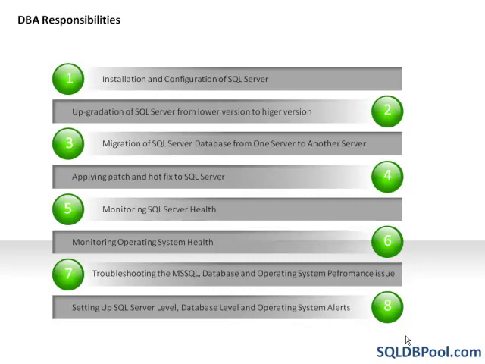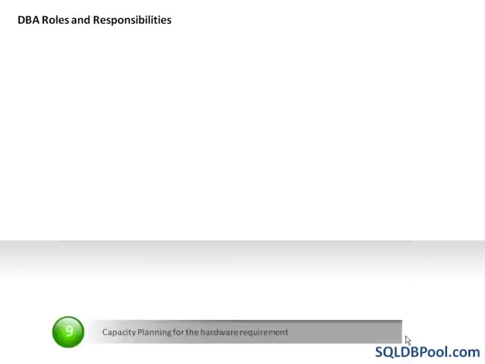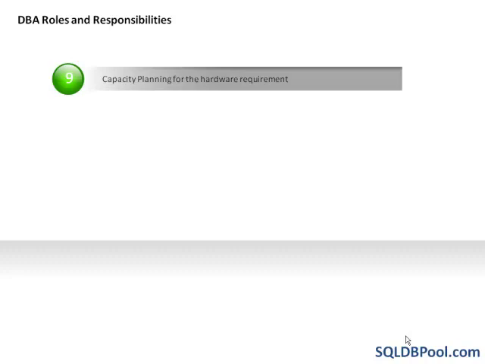Again, for example, in our industry, if we have multiple servers, we can monitor each server every time. So it is a good practice to set up alerts. We have to set up SQL Server level, database level, and operating system alerts. We can use Database Mail and the alert functionality of SQL Server, or we can use a third-party alerting tool. The DBA's next responsibility is capacity planning for the hardware requirement. You have to do capacity planning for the CPU, memory, and disk.